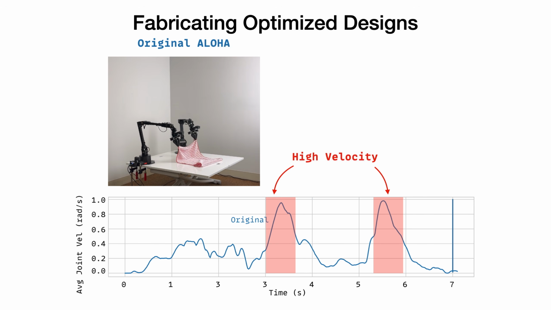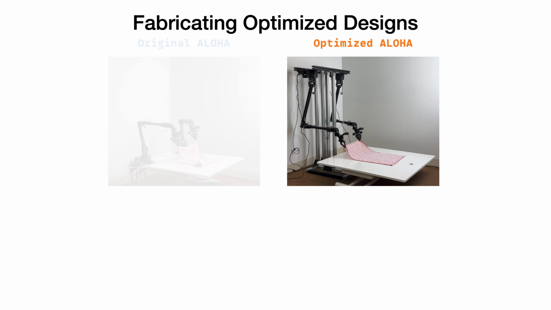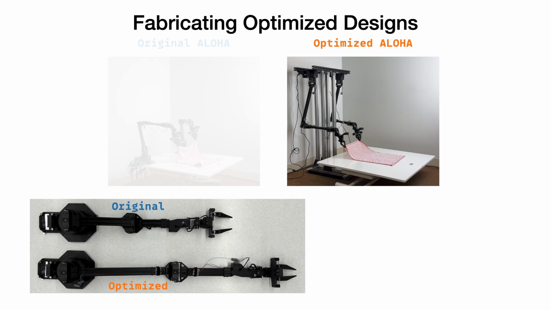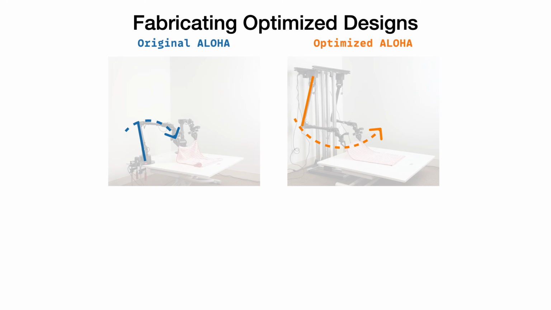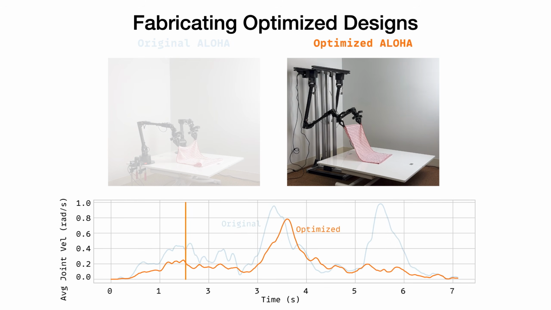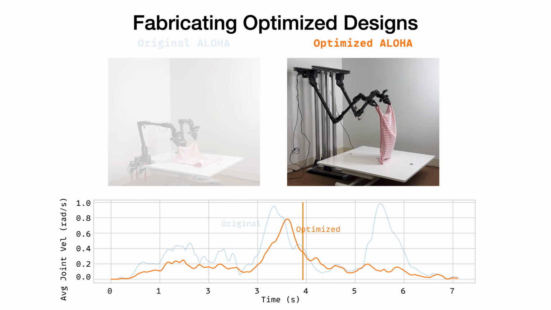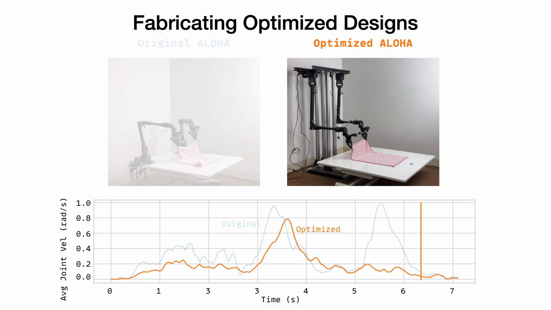In contrast, when we asked Transformer to optimize the design, it came up with this. Notice how the lengths are longer than the original. It's long enough to kinematically reach targets over the flinging motion, but lightweight enough to be supported by Aloha's smaller motors. It's also mounted the arm upside down, enabling a more energy-efficient underarm swing as opposed to an overhead fling. These design choices enable good tracking over the entire flinging trajectory, leading to a fully unfolded cloth at the end.